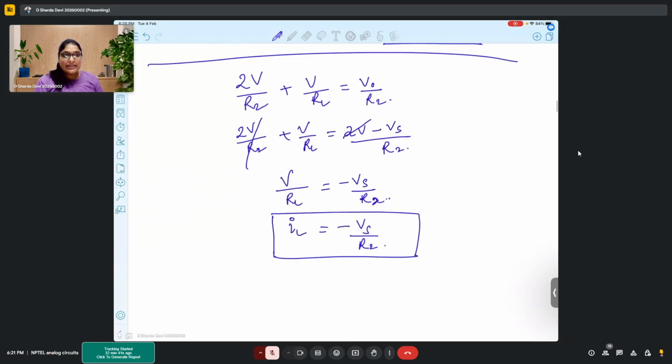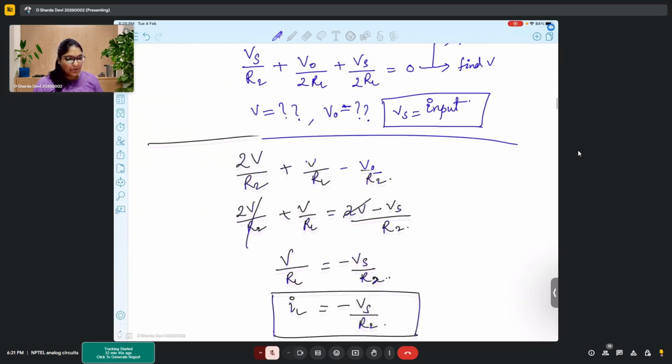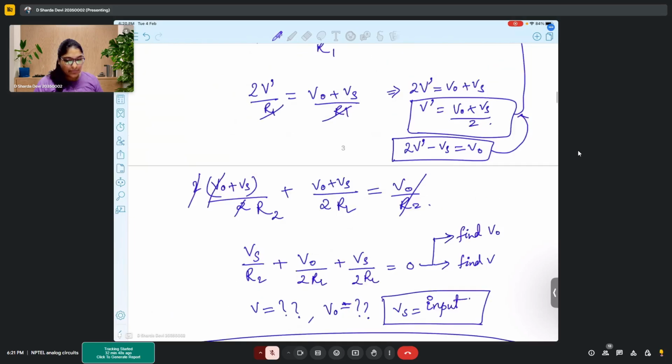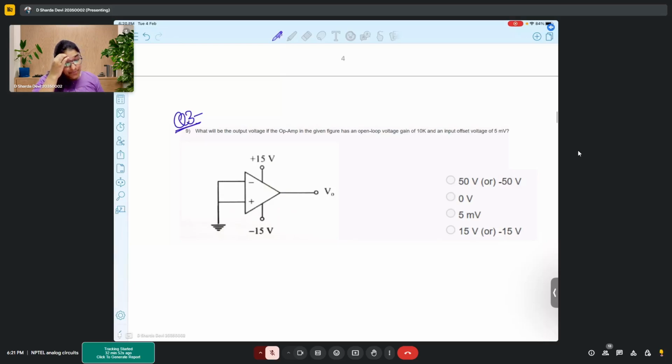Yeah, this is clear, right? So this was an easy problem, right? There was nothing much that we need to do. So now coming to the next problem.